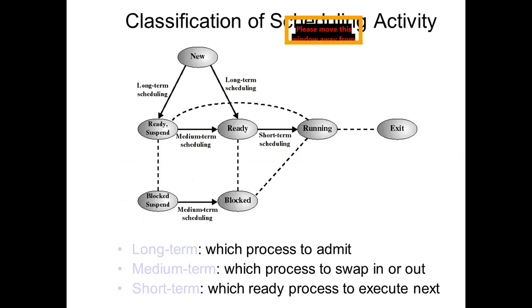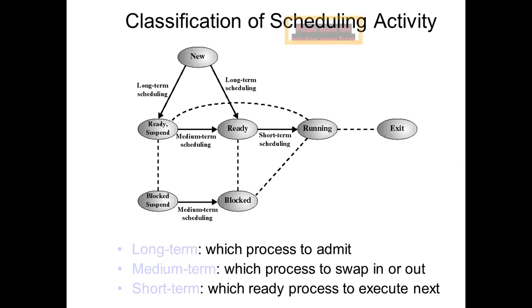Now you can see here in the diagram the classification of scheduling activity. Long term: process to admit. Medium term: process to swap in or out. Short term: ready process to execute next. Okay, that inside the processor, that is the short term.